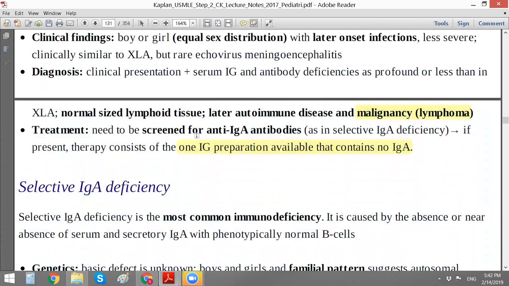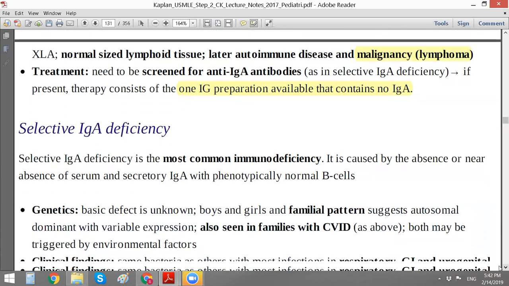Okay, so yes, this is very important, because if someone has anti-IgA antibodies, whenever we are giving them any transfusion or infusion, we need to make sure that they don't have IgA in it. So we will wash it out.